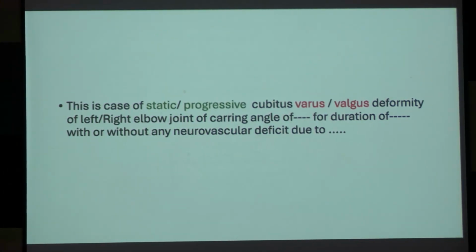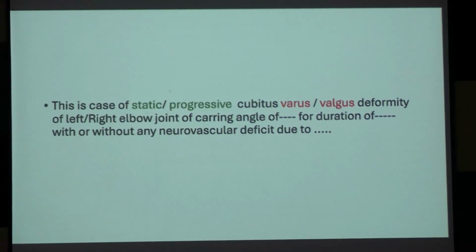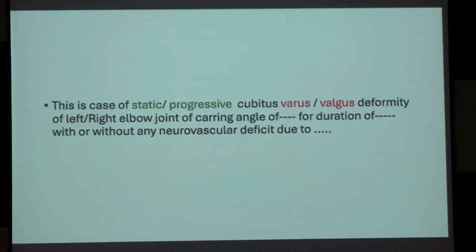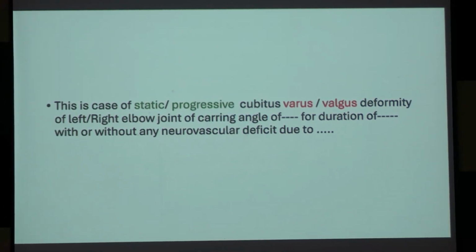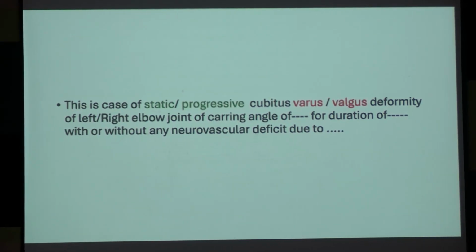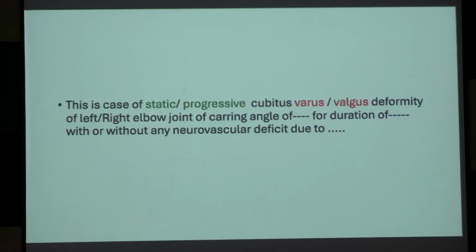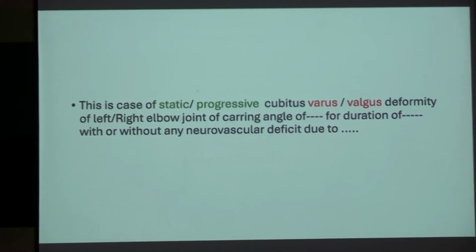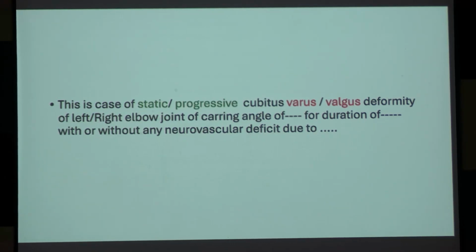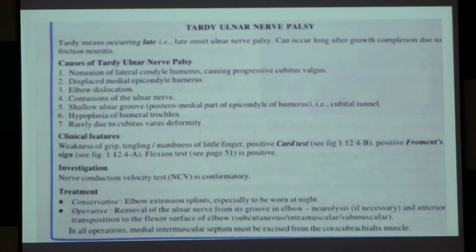Actually, in the exam you have to examine all three nerves: ulnar, median, and radial nerve, and examine distal pulses, radial pulses. If there is any deformity, the most common is ulnar nerve. There is no chance of vascular compromise in cubitus varus or valgus. Only the ulnar nerve is damaged. That is called tardy ulnar palsy. This will come as a short note.